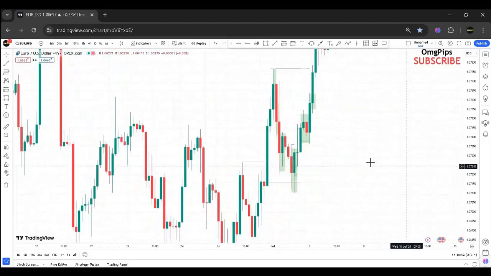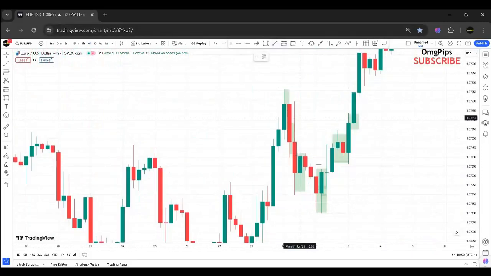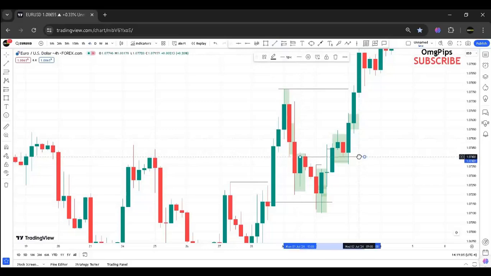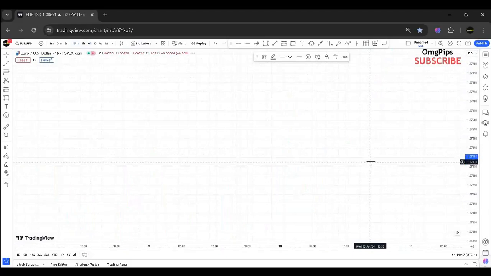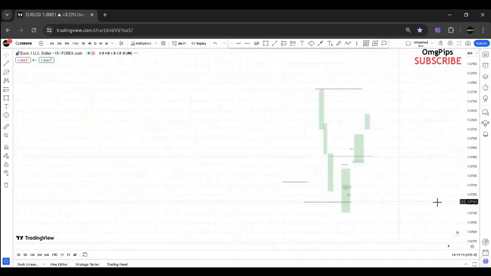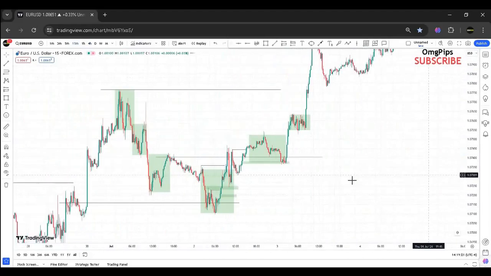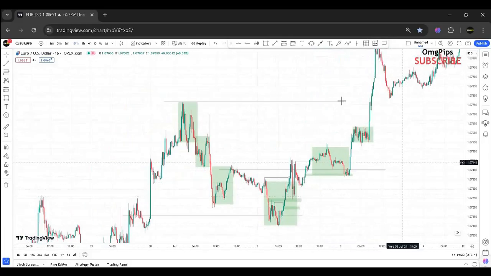So on the 4-hour, we have the breaker block, this level right there. So once you identify that you have a breaker block in there, and you expect the accumulation phase to take place within that level or within that zone, you go down to the 15-minute and look for an entry or wait for an entry to go long and target the original consolidation.